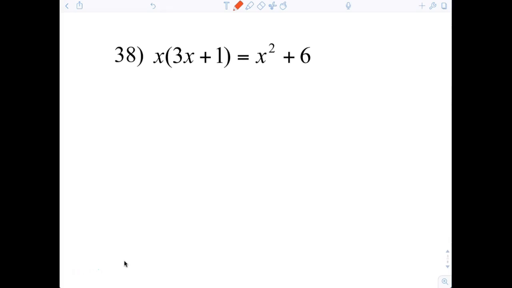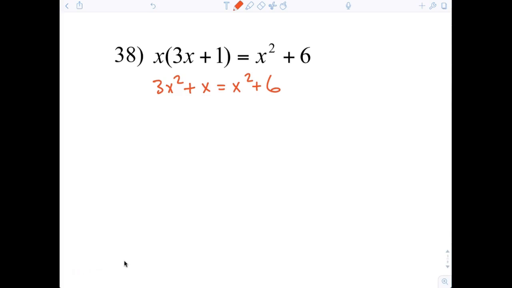All right, same exact principle. Is it set equal to 0? No, so now I have to multiply. Come on. So what would it be? Go ahead. Good, and then what? Plus 1x.